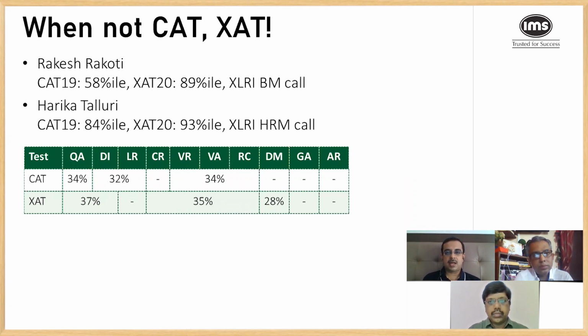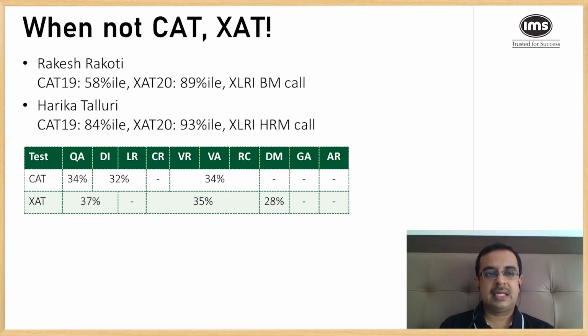So, for example, if you look at Rakesh, Rakesh is an engineer. He attempted the CAT. For some reason, he ended up with a 58 percentile. All of you would agree it's not a very great score. However, he took the ZAT as well, and in the ZAT, he went up to 89 percentile and ended up getting a call from XLRI for its business management program, the BM program.